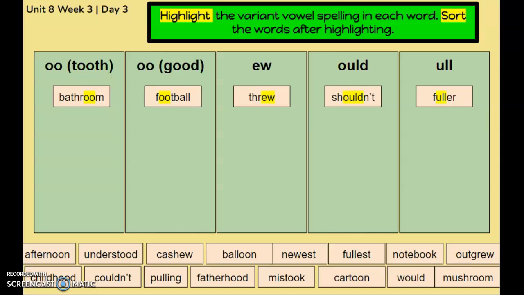Now, for your work, you're going to highlight the variant vowel spelling in each word and sort the words after highlighting. Keep in mind that these are different sounds. O-O and O-O can sound different. So in bathroom, it's the oo sound, like in tooth. In football, it's the other sound, as in good, football. And then EW, OULD, and ULL.